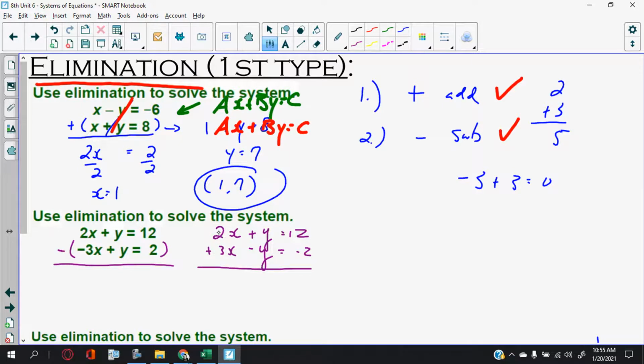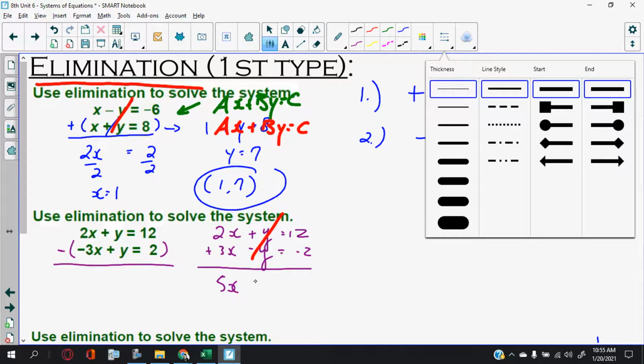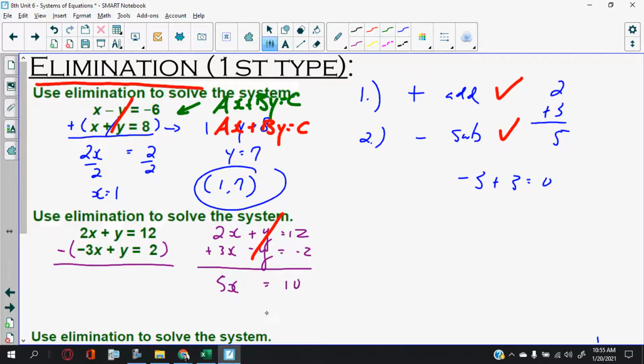I could add them. So 2x plus 3x is 5x. These cancel out, which is the whole point of doing this in the first place. So here I'm left with 10. Divide both sides by 5. And x equals 2.